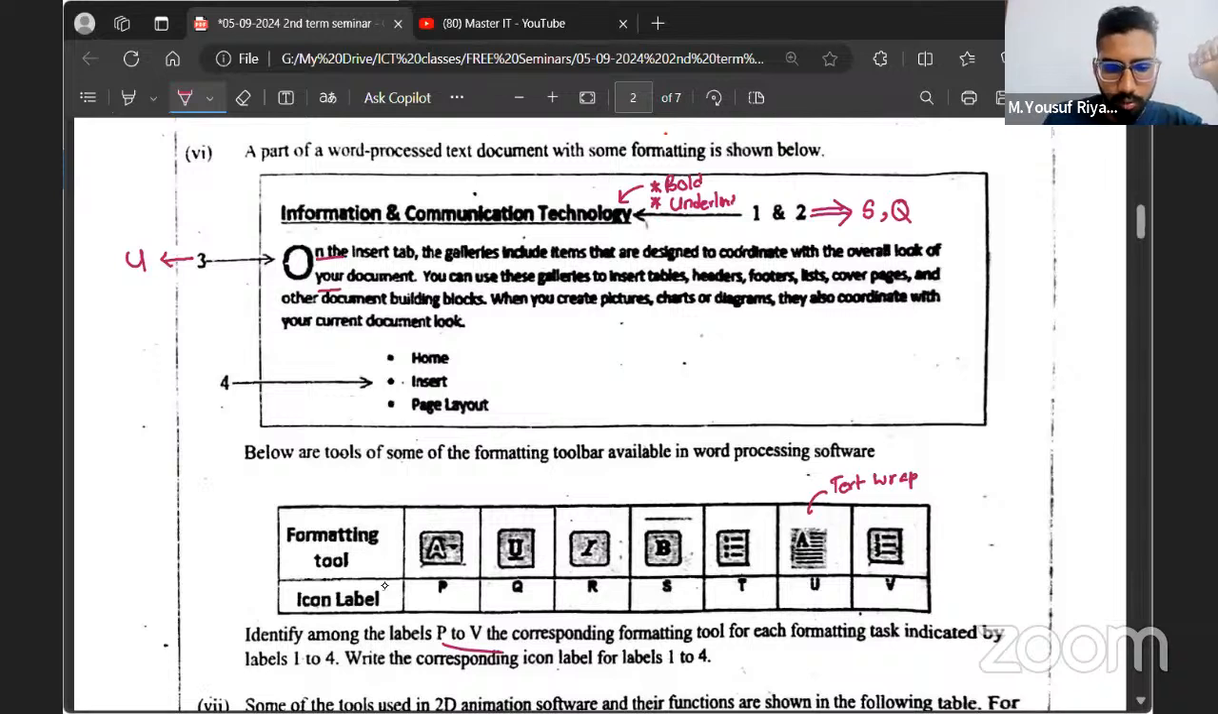Yes, tool number 4 is done by tool T, which is called the bullet list. A is the font size tool. U is the underline tool. R is the italic tool. S is the bold tool. This is called the bullet list tool, and this is called the number list tool. Both are the same also.